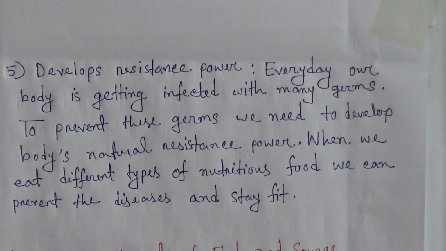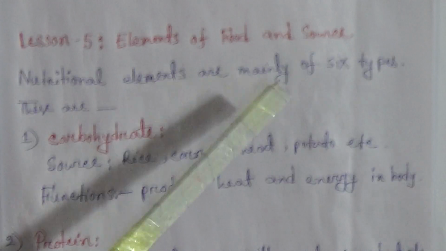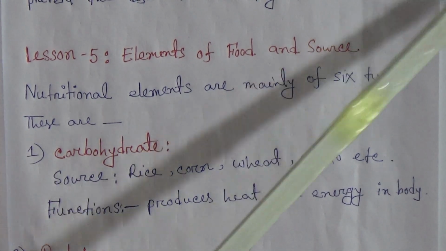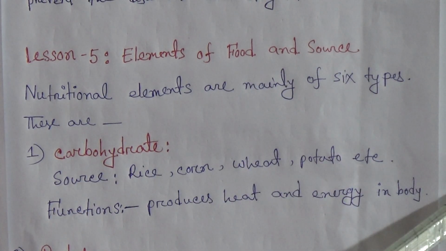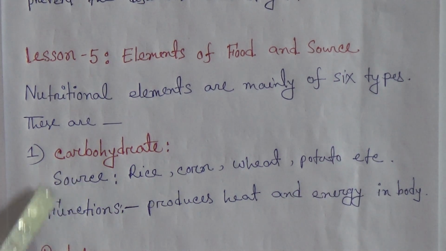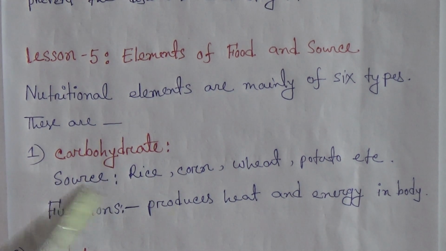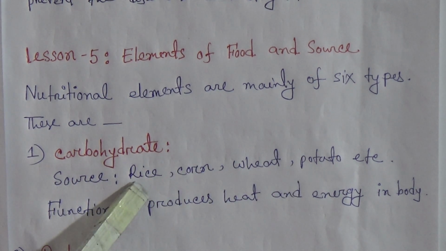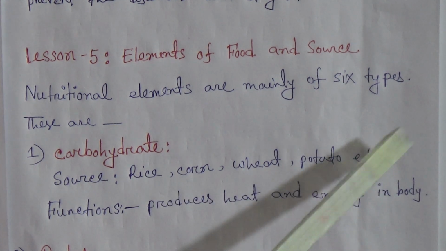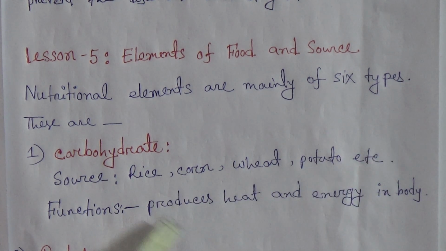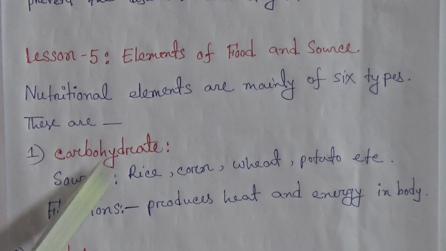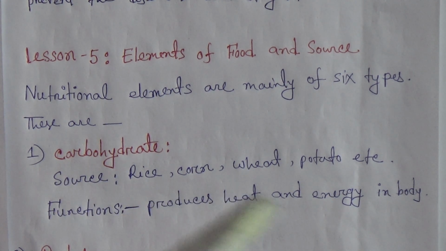Lesson 5, elements of food and source. We know that there are 6 elements of food. Nutritional elements are mainly of 6 types. What are they? They are carbohydrate, protein, fat, vitamins and minerals, and water. Now, come to the first point, carbohydrate. What is the source of carbohydrate? Different types of food like rice, corn, wheat, potato, etc. are the sources of carbohydrate. And what is the function of carbohydrate? Carbohydrate produces heat and energy in the body.